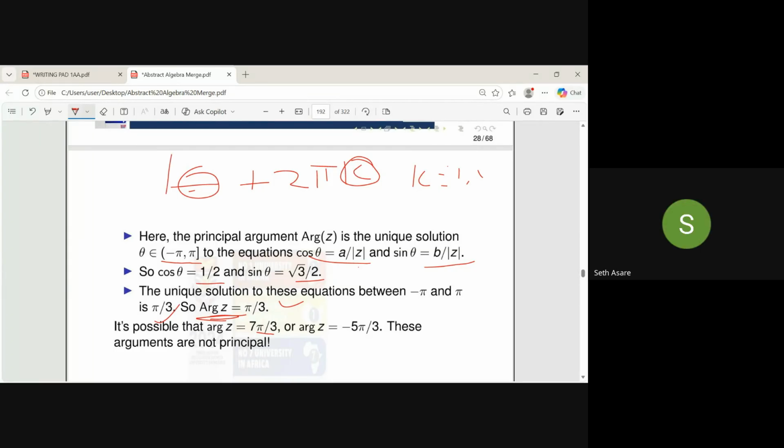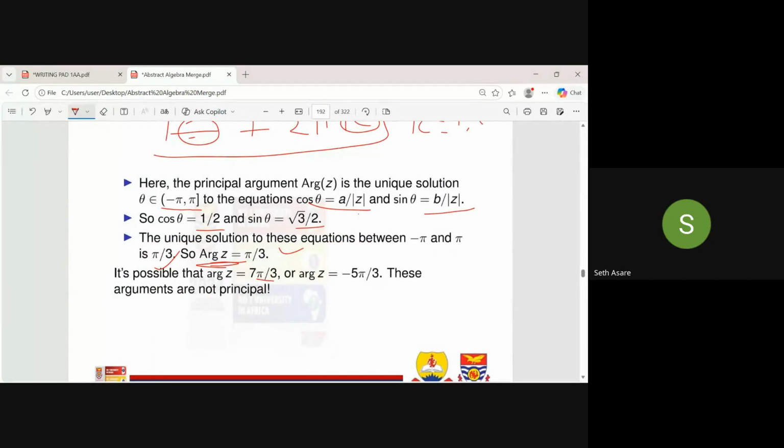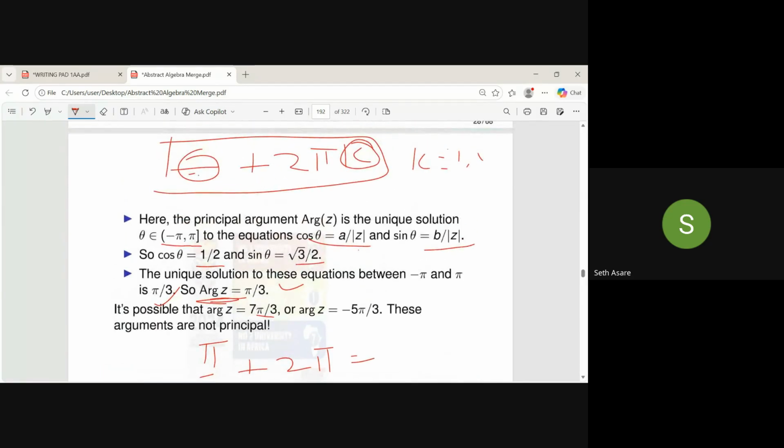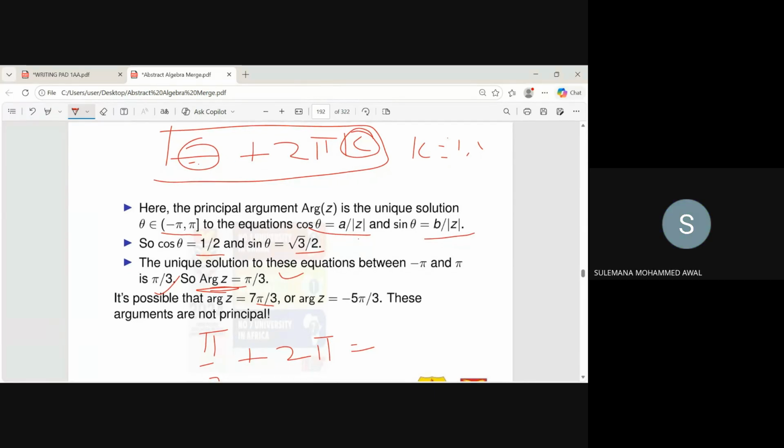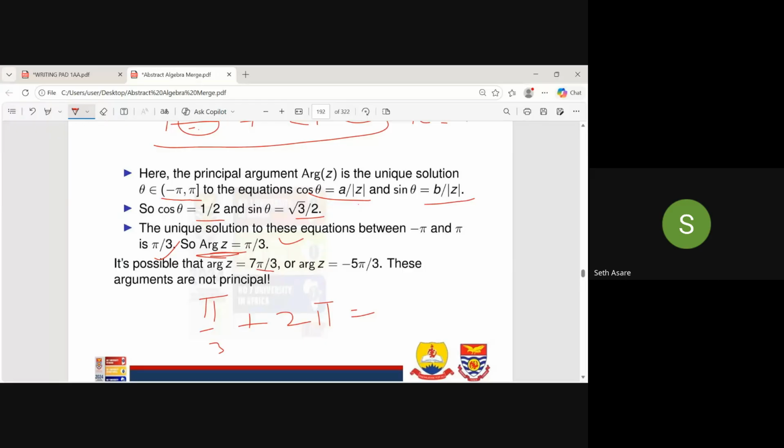So this one is the general formula. All right. So if we know this argument to be pi over 3, what is pi over 3 plus 2 pi? What are you going to get? Seven pi over 3. It's 7 pi over 3. And 7 pi over 3 gives the same answer as pi over 3. Are you okay? So that is great.